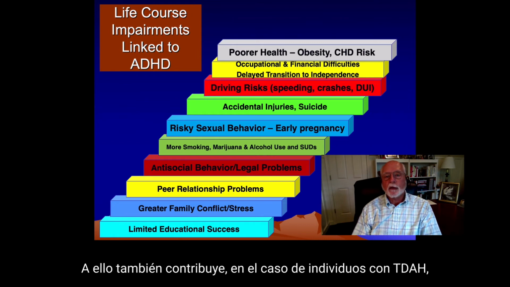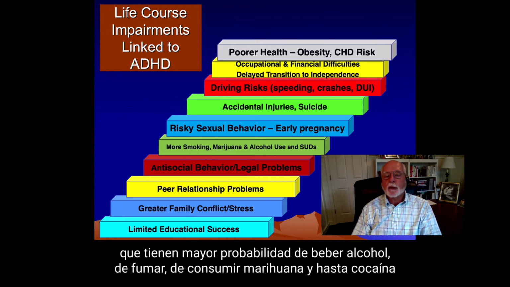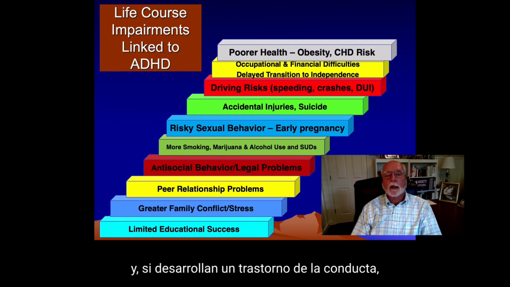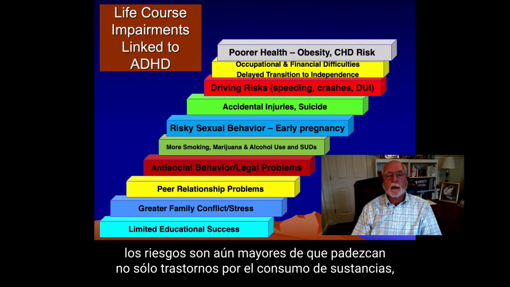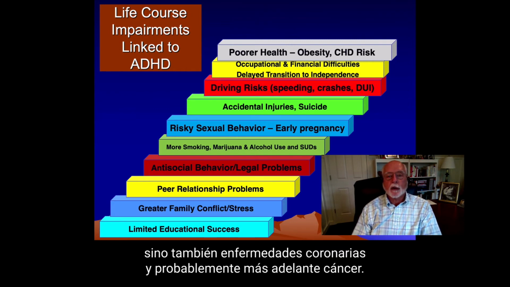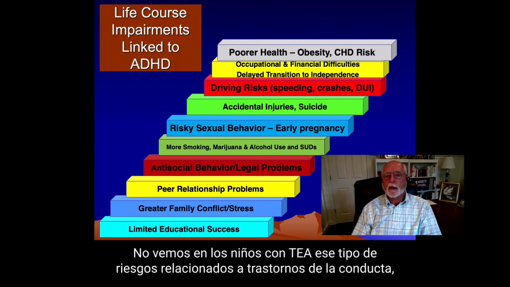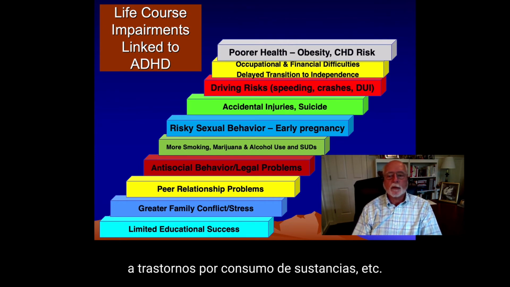But this is also affected in ADHD by their greater likelihood of alcohol consumption, cigarette smoking, use of marijuana, and to some extent use of cocaine. And if they develop conduct disorder, the risks are even higher for them developing not only those substance use disorders, but coronary heart disease and probably cancer later in life. We don't see those kinds of risks in ASD children linking up with conduct disorder, substance use disorders, and so on.